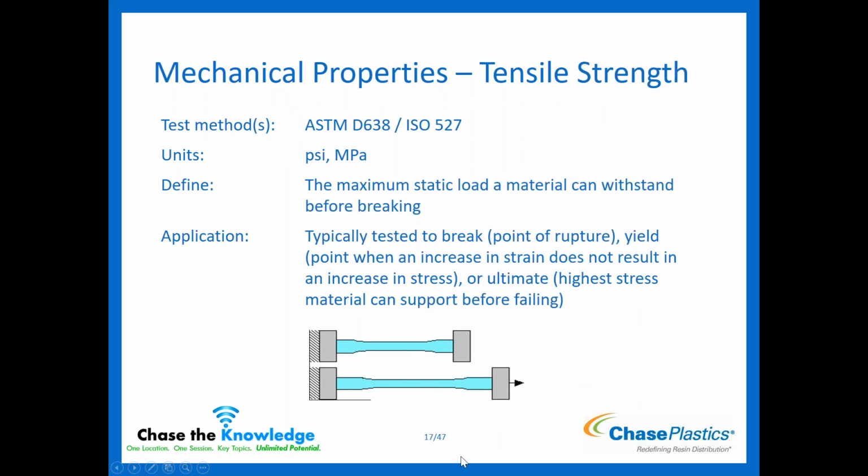Now tensile strength is done in the same apparatus. It can be taken from the same test, but essentially this is how much load it can take before it breaks. How much can I pull it apart, by how much stress, before it finally breaks? There are a couple of different ways this is tested. On a data sheet, they might say something like yield or break. Tensile strength is tested to break, either point of rupture, where I completely broke it, or yield, which is when an increase in strain no longer results in an increase in stress. I'll show you what that looks like on a graph later. Or ultimate, which is really just the highest stress that the material can support before it fails.